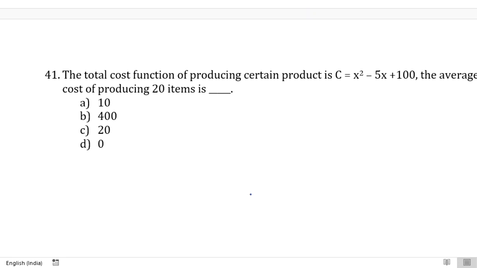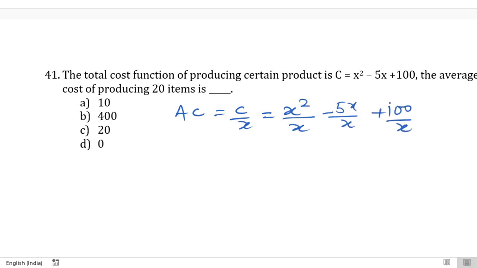Total cost function is given and you have been asked to find out the average cost. How do I find the average cost? If you remember the formula, average cost is nothing but C upon X, which is equal to every term of the cost function divided by X. So it is X square upon X minus 5X upon X plus 100 upon X, which is nothing but X minus 5 plus 100 upon X.